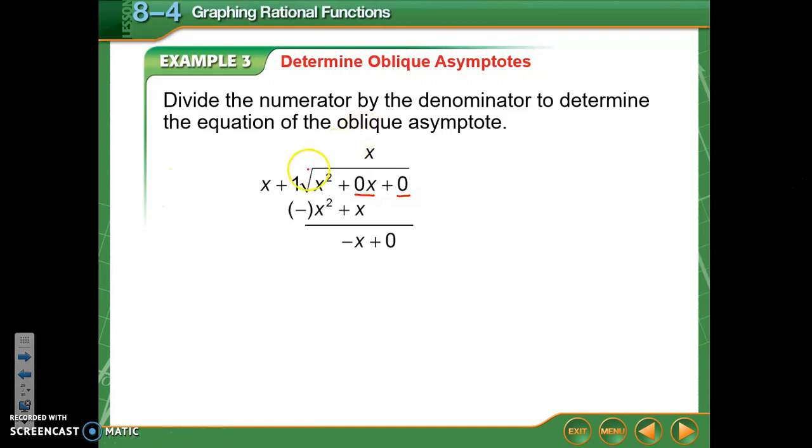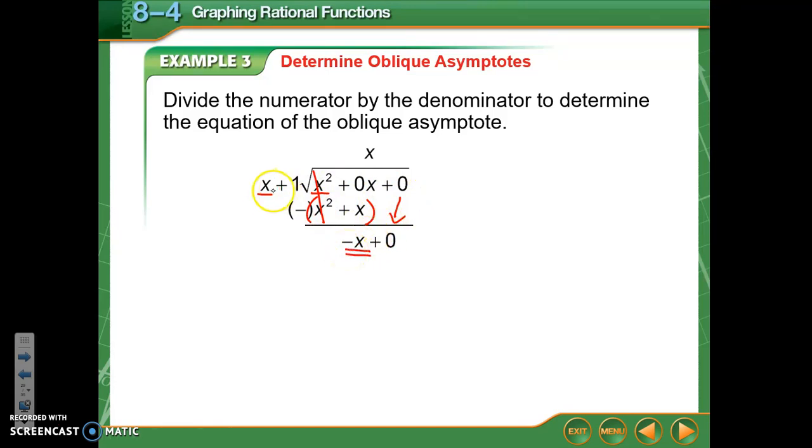How do I do this? I say, okay, x squared divided by x. Let me erase this for you. x squared divided by x is x. Then I take x times x plus 1, which is x squared plus x. I subtract that whole thing. x squared minus x squared cancels to 0. 0x minus x is -1x. Bring down the 0.